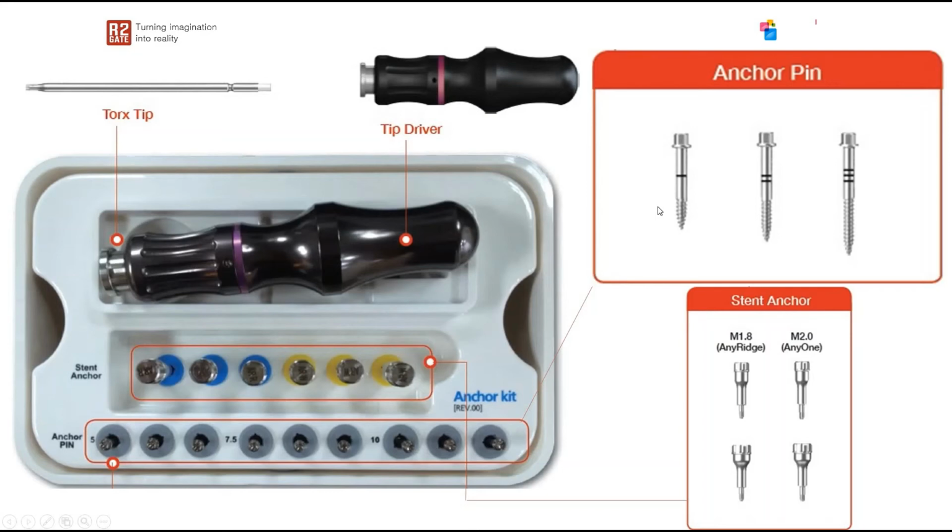The anchor pins come in 3 different lengths, 3 out of each length: 5 mm, 7.5, 10 mm. The 5 mm anchor pin has 1 stripe. The 7.5 mm has 2 stripes. The 10 mm has 3 stripes.